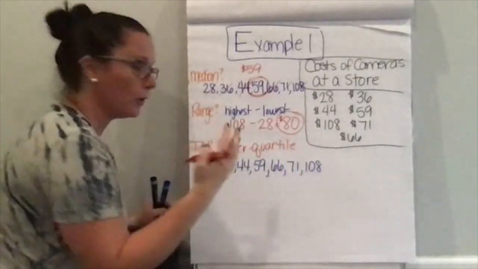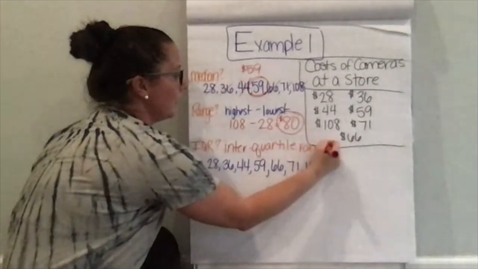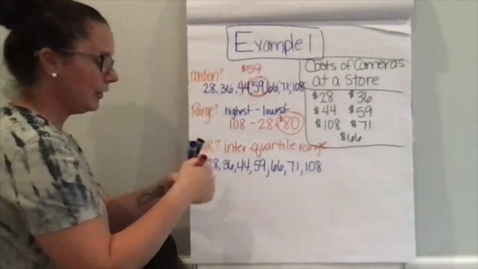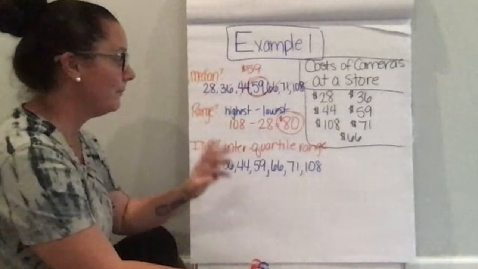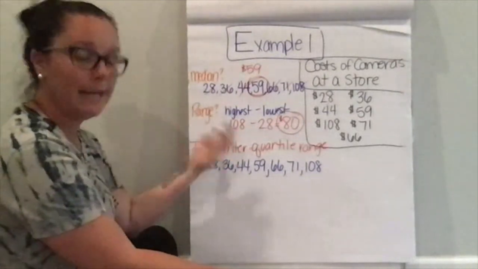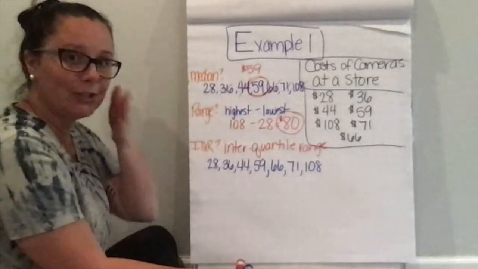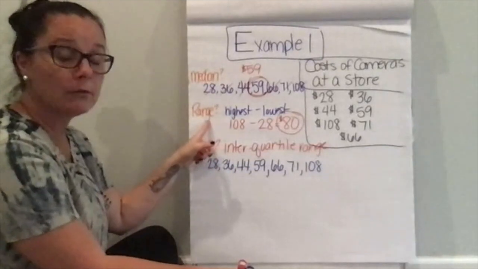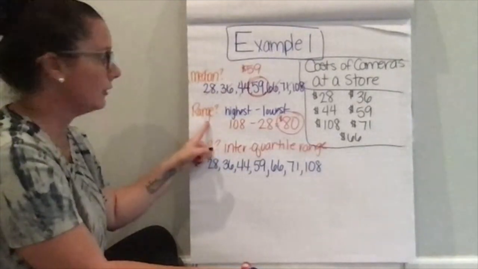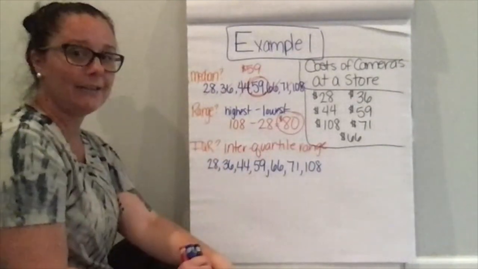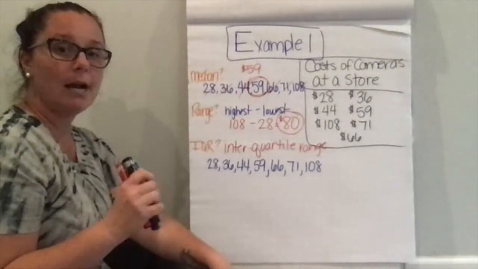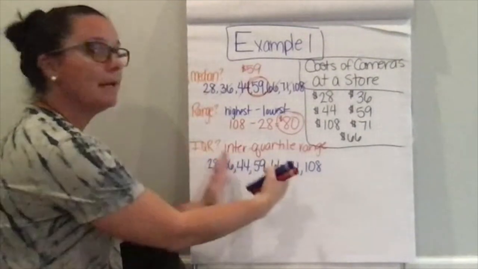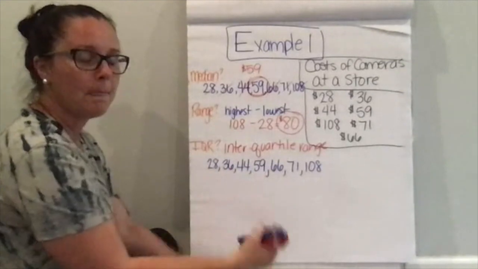Quartile meaning in fourths, the interquartile range. So when we're using the interquartile range, the reason why, in some data, it's better to use the IQR rather than just the range of the highest minus the lowest, is that the IQR is going to give us the variability of the middle 50% of our data.